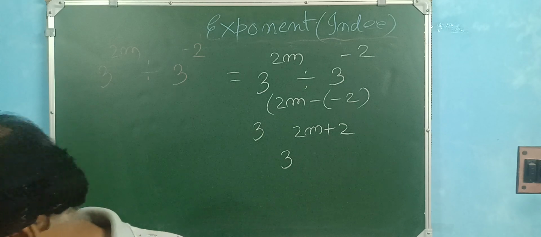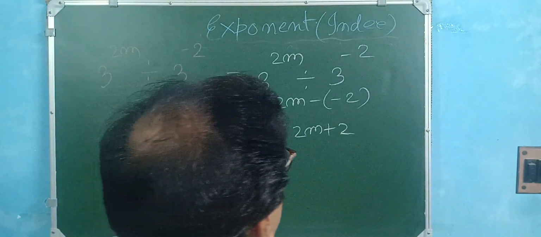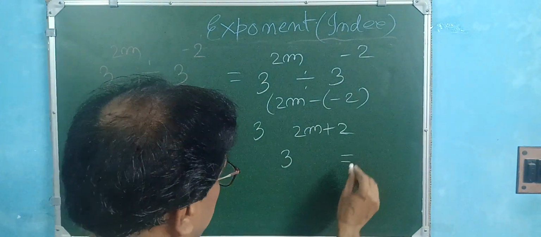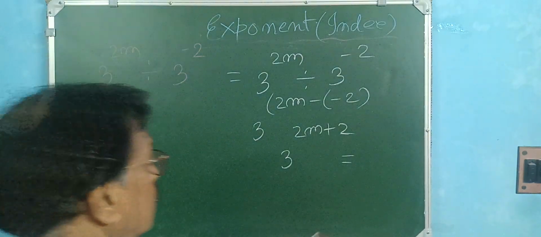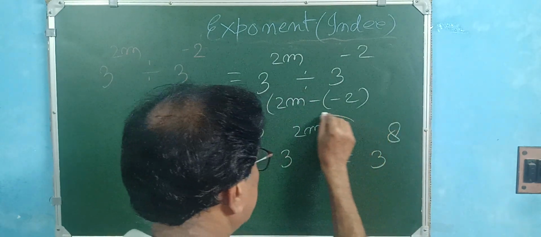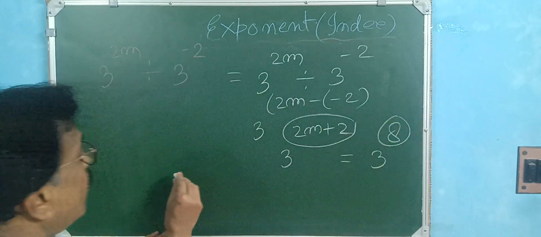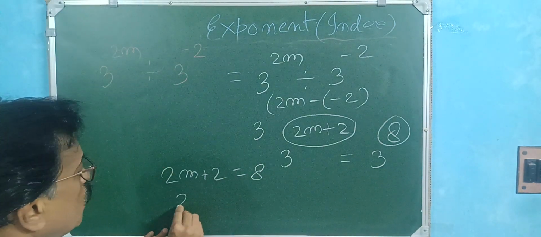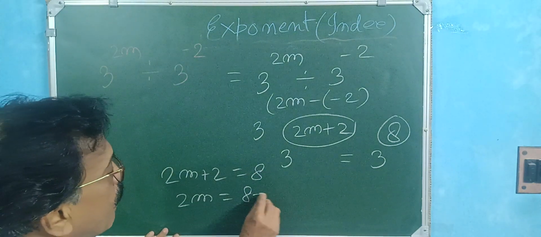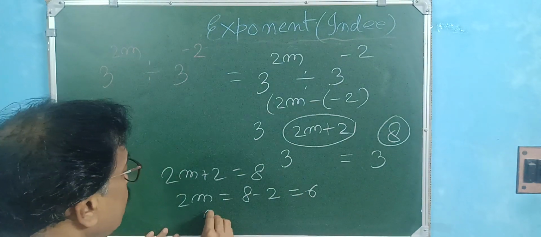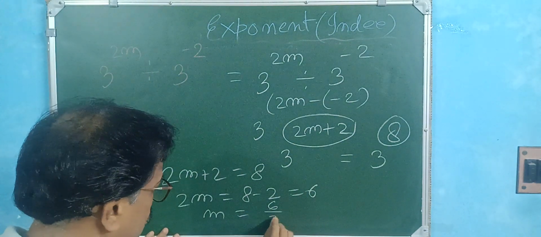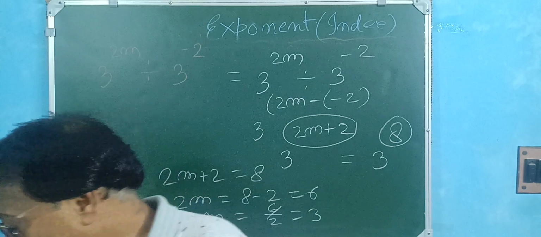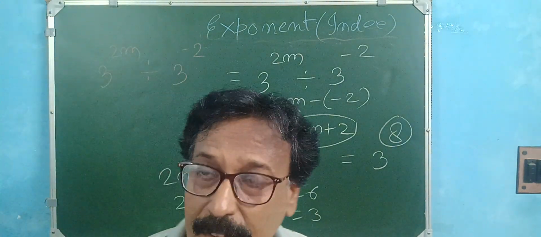Okay, this is the one thing. If the value of this is 3 to the power 8, suppose, that means this part the value is 8. So the value of m: 2 to the power m plus 2 is equal to 8. So 2 to the power m is equal to 8 minus 2, that is 6. So m is equal to 6 by 2, that is 3. So in this way, to solve the sum, no problem at all. Clear?